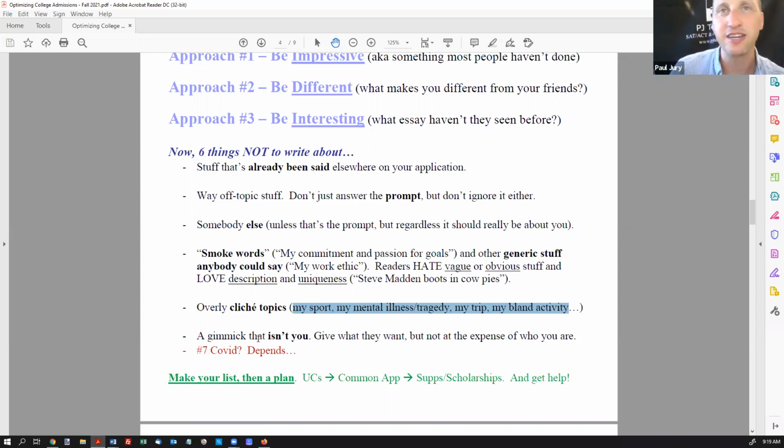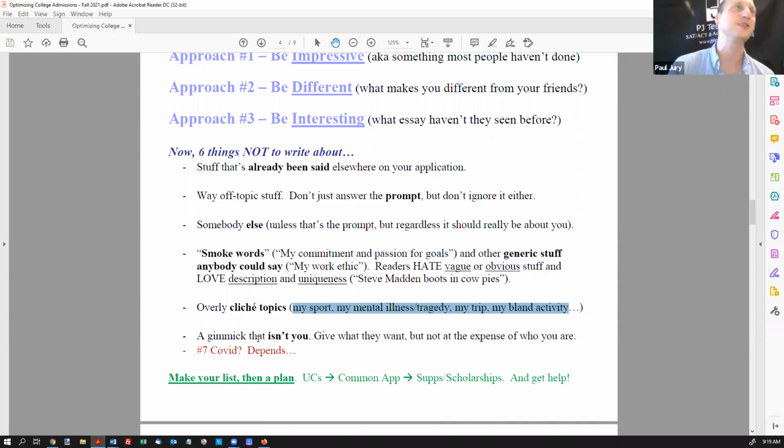And of course, avoid a gimmick that isn't you. Give them what they want, but not at the expense of who you are. Sometimes I'll tell this really funny essay that we have about this kid who created basically a gladiator arena in their basement, and all the neighborhood kids would come over, and it was like Pleasure Island from Pinocchio, except with more hitting each other with hockey sticks. And it's this insane essay, and it's wacky, and it's super funny.